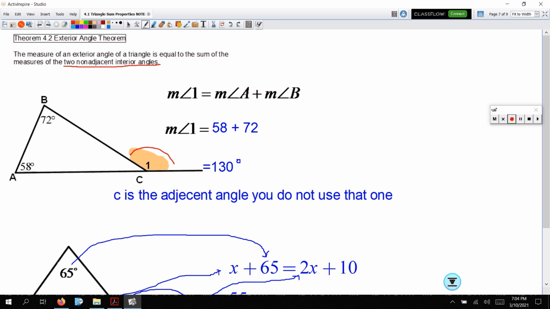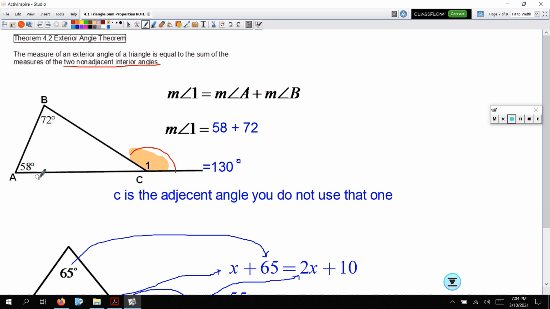This is the exterior angle. Right? This angle C is the adjacent angle, right? Remember, to be adjacent, you're like, that's my neighbor. So you don't want to use this unless it's given. The adjacent angle will form a linear pair, right? So together they'll equal 180, if you need to use that to find the exterior angle, but that's not what we're talking about.